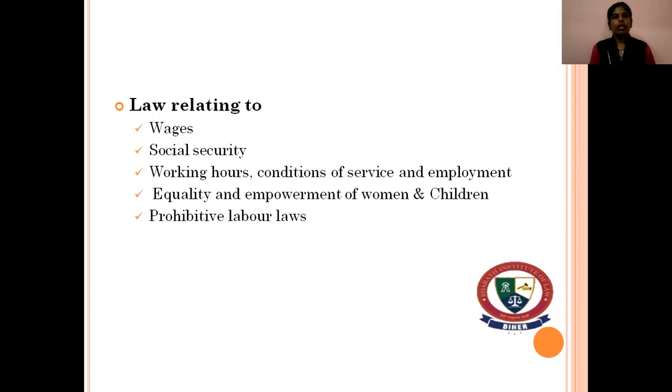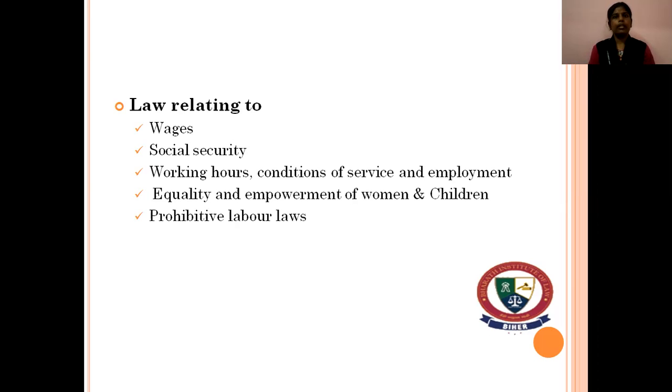So first is the law relating to wages. Any law which represents how much amount has to be paid to the employees, in what mode they have to pay the payment, and if the employer is making certain deductions in the wage, on what basis they can make that deduction. All these things are explained in the laws related to wages.